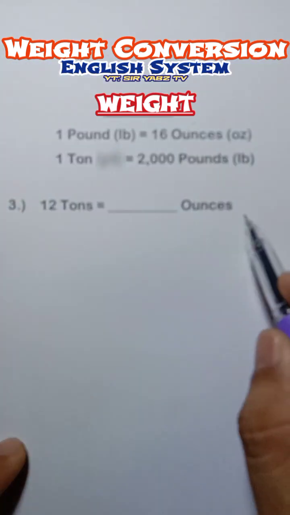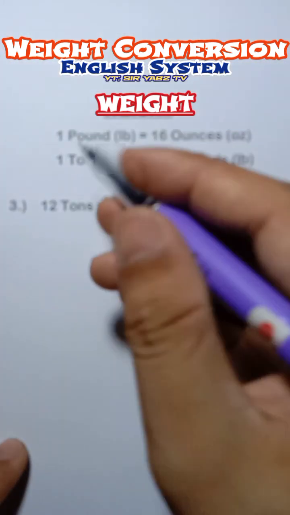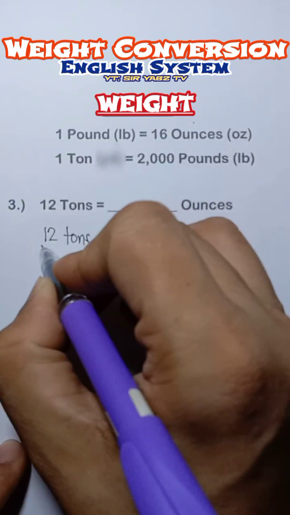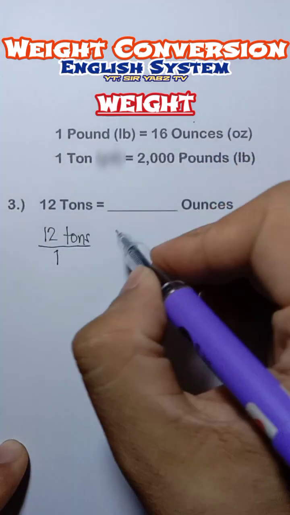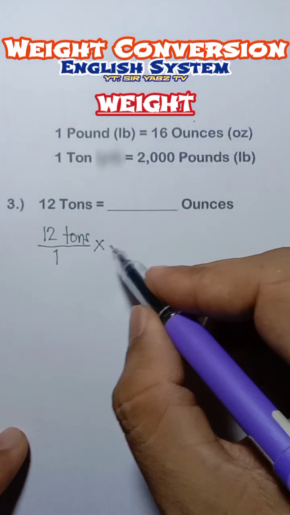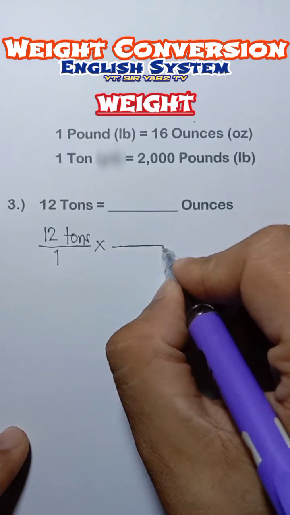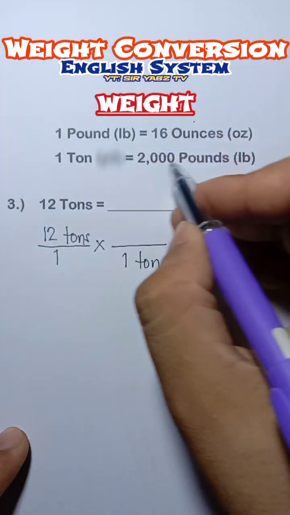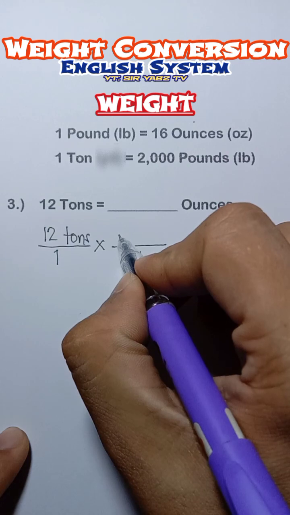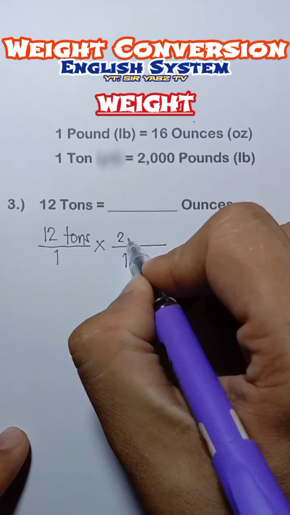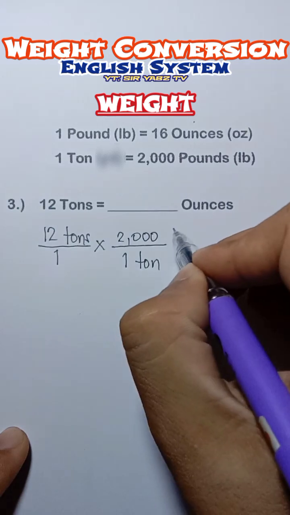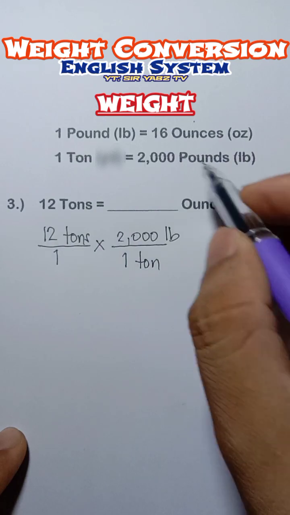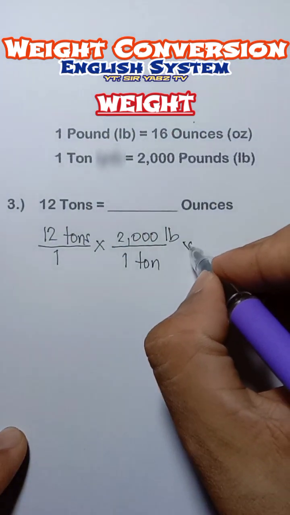Okay, let's take example number 3. So 12 tons convert into ounces, or how many ounces on 12 tons? So rewrite the given 12 tons over 1 times. So since we don't have tons to ounces, so we have to use 1 ton equals 2,000 pounds. Okay, so we need the denominator ton. So the same process with number 2. So 2,000 pounds is equivalent to 1 ton. So 1 ton is on the denominator, so that tons will be cancelled out.